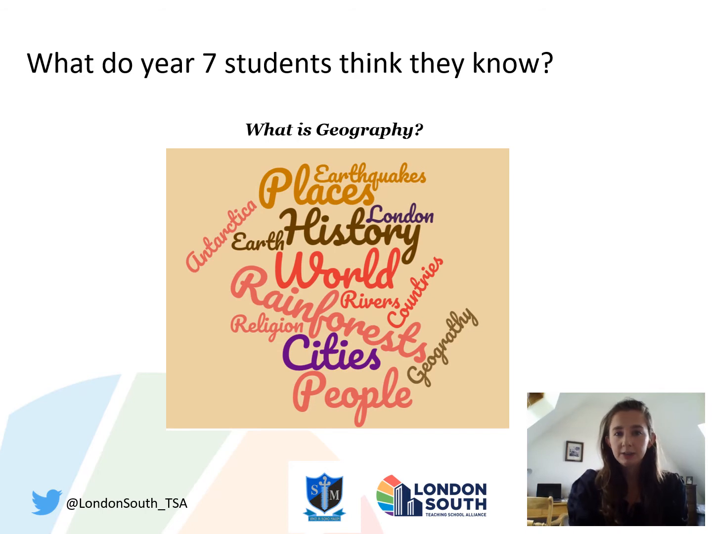Mention of London or specific places, which shows they have a clear understanding of how geography links to location. We have mention of people, so there's an understanding of that conceptual link of geography being about human processes. We have earth, rivers, again linking to all these processes. So this is what the Year 7 students think they know.